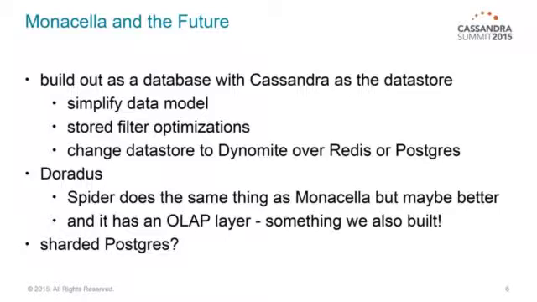But this is basically the roadmap for Monacella of what needs to happen before it's ready for GA. One thing is to simplify the data model. Right now, the internal data model in Cassandra is actually fairly tightly tied to our domain model. That's because originally we were expecting to use, as you saw, the stored filters and secondary indexes and stuff. And that basically requires that you build new tables for each type in order for it to make sense.